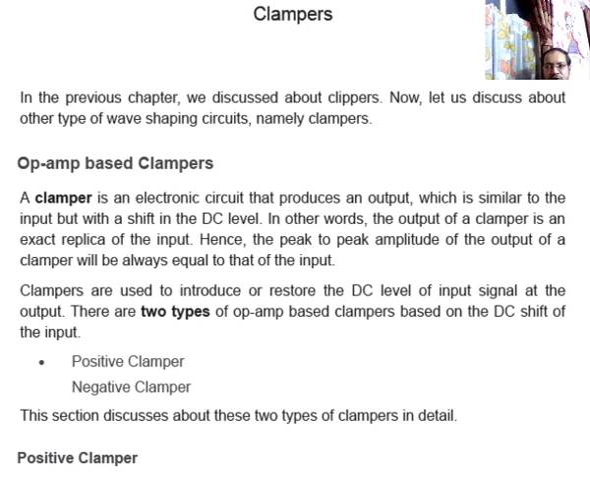Clampers are used to introduce or restore the DC level of the input signal at the output. There are two types of Opamp-based clamper based on the DC shift of the input. One is the positive clamper, another is the negative clamper. In this section I am going to discuss the positive clamper and the negative clamper one by one.